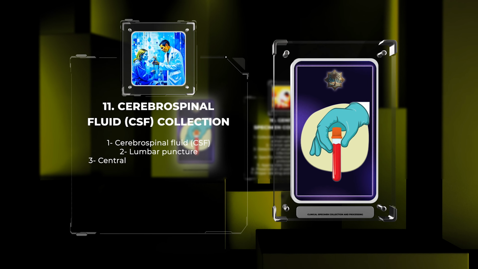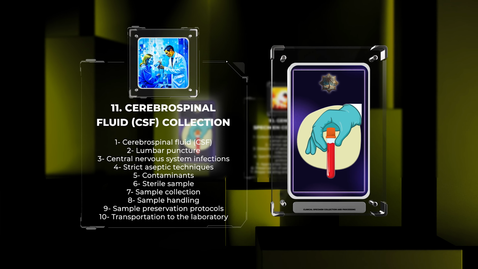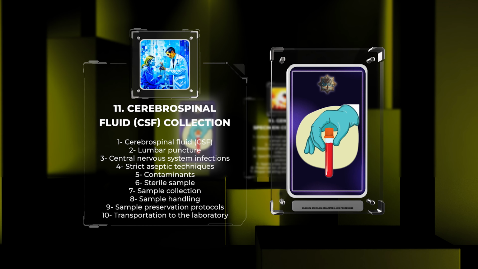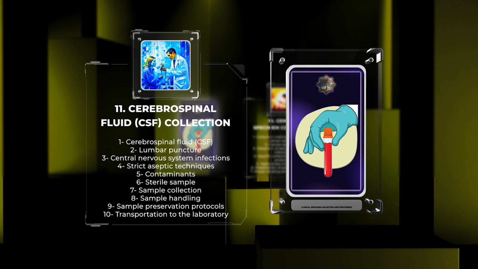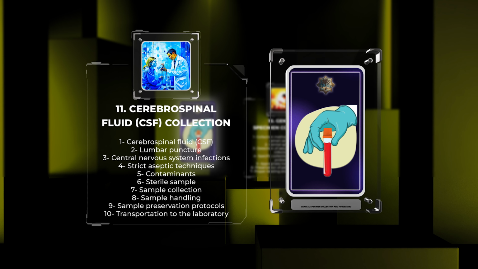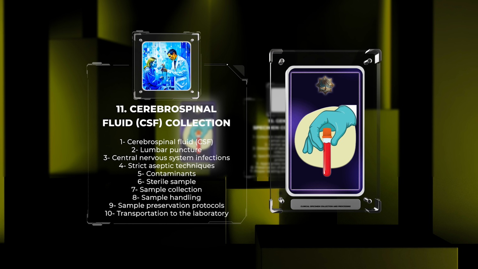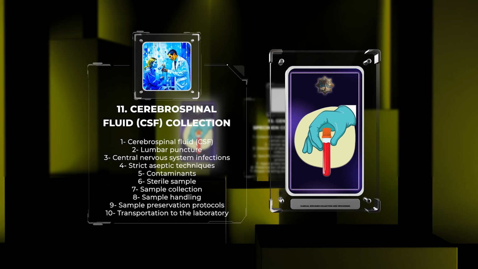Cerebrospinal fluid, CSF, is obtained through a lumbar puncture and is critical for diagnosing central nervous system infections. Strict aseptic techniques are necessary to minimize the risk of introducing contaminants into this sterile sample. Proper sample collection, handling, and preservation protocols, as well as prompt and careful transportation to the laboratory, are crucial to preserving the integrity of the CSF and maximizing diagnostic yield.